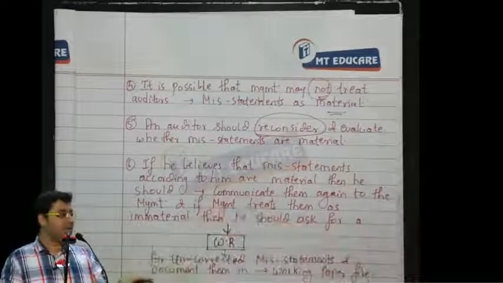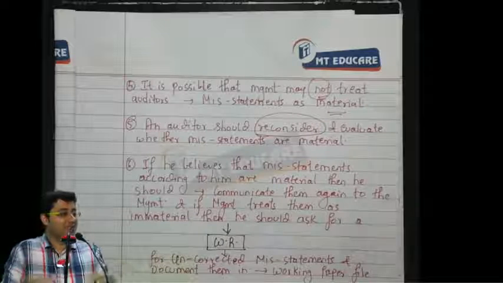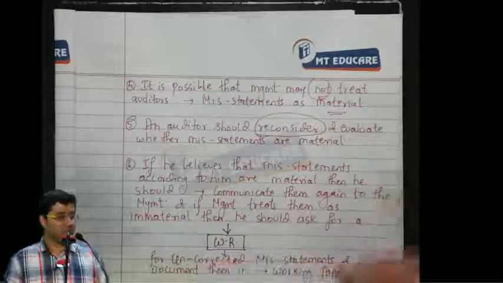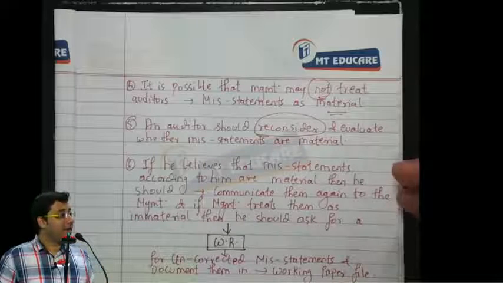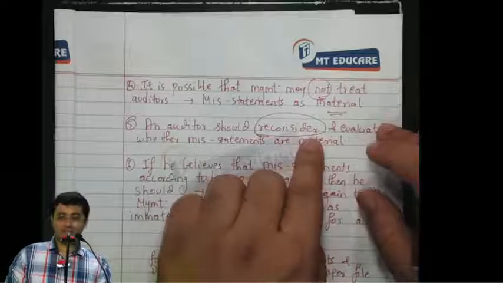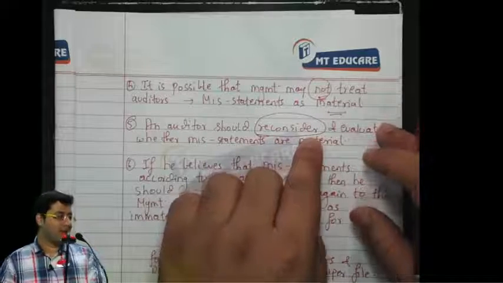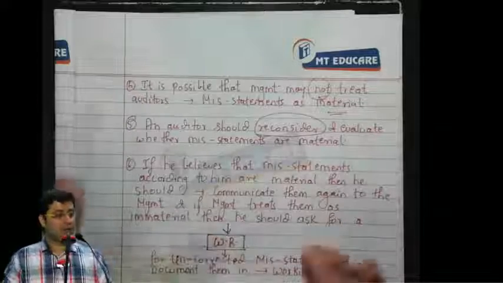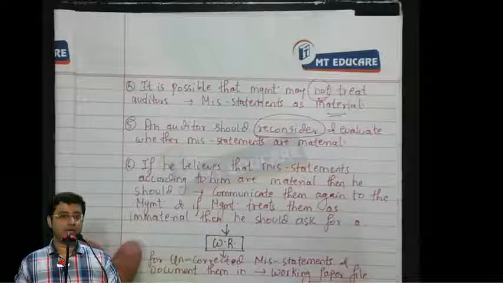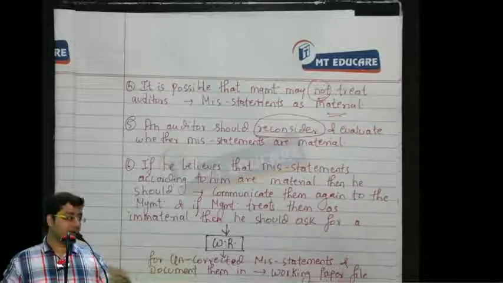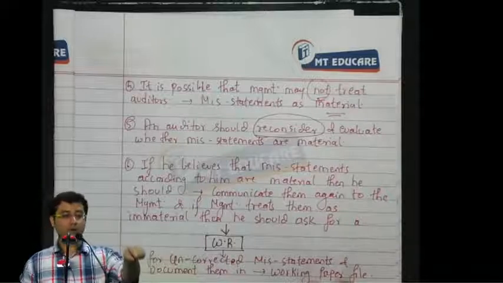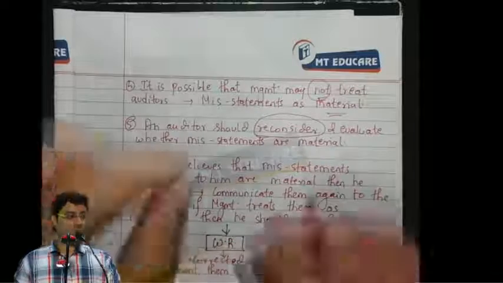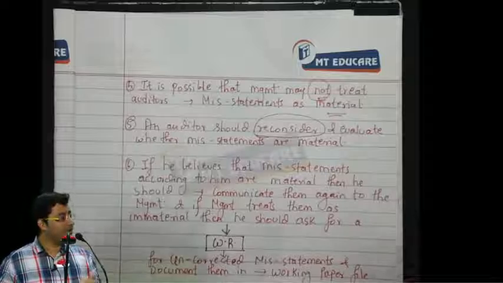Now if you are 100% sure, that means management is just trying to hide the information. Management knows that it's a material misstatement, but management is trying to deny the fact. Now, a third time I can't tell you to reconsider the misstatement. Are you getting this point? The third time, if management feels that it is immaterial, you just tell the management, sir, it is possible that I may also be wrong. Why don't you write it in writing, a written representation, and give it to me.